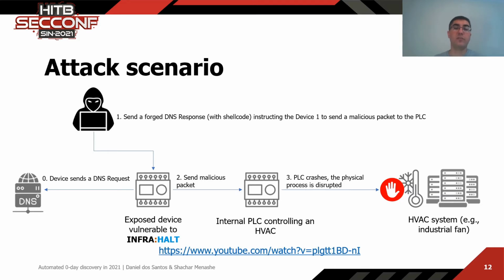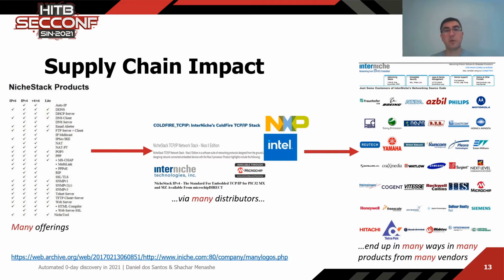And we also have a video of the exploitation that you can have a look at on YouTube that has more details. Right. But let's talk about the supply chain impact that we started with as a motivation, right? So if you look at the NicheStack offerings that we mentioned in the beginning, those are distributed and were distributed over these 20 years via many different companies and ended up in many ways in many products from many vendors. So those logos that you see at the end there, they actually come from the old and now archived InterNiche website that mentioned their customers. And we're not saying that all of those figures that appear there are vulnerable, but some of them have already confirmed that they are vulnerable and others are still investigating and so on. But the issue is definitely widespread.